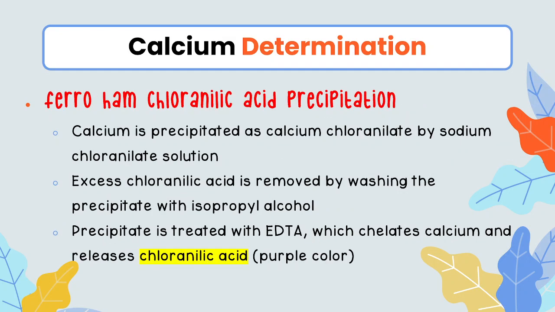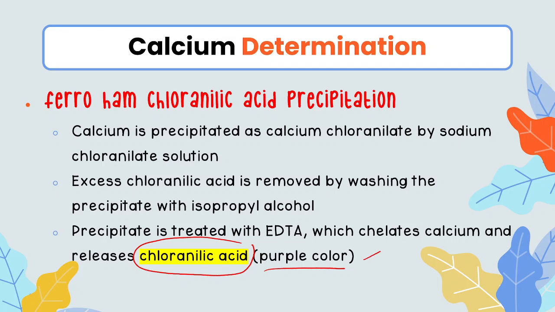Next, your Ferro-Ham chloranilic acid method. So, calcium here is precipitated as calcium chloranilate by the use of your sodium chloranilate solution. Now, excess chloranilic acid is removed by washing the precipitate with your isopropyl alcohol, and then the precipitate is treated with your EDTA, which will chelate your calcium and release your chloranilic acid, forming a purple color. So, as highlighted here, this is your end product, your chloranilic acid, and this is what we will measure in your spectro with the end color that it will impart, which is a purple color.